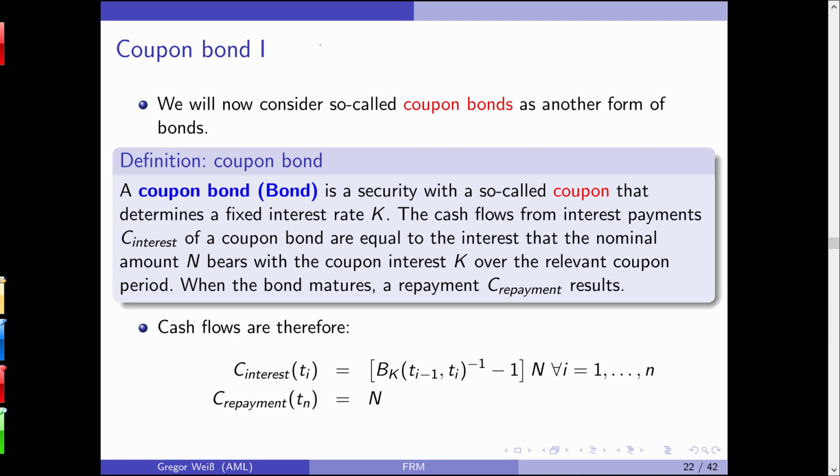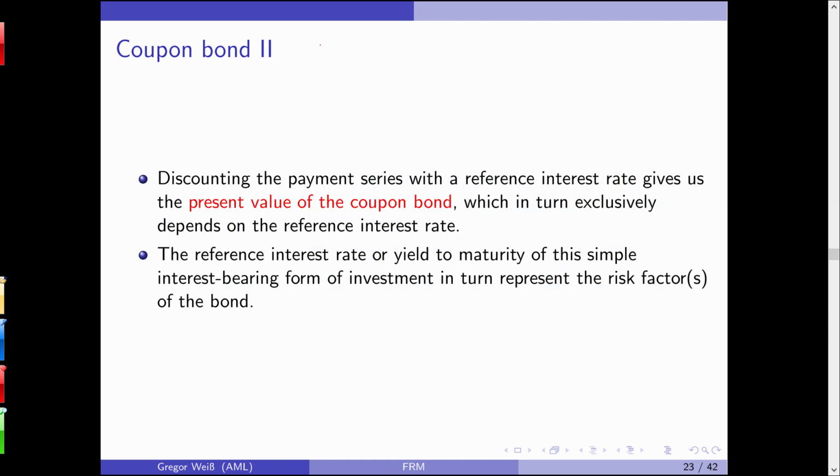And we can see that we have a repayment of notional value N at the end, and we have payments of notional times the interest rate that is being paid on the notional. For example, we say that the bond has a 5% coupon. So this is a standard bond, and discounting the cash flow series with a reference interest rate gives us the present value of the coupon bond, just like it has given us the present value of the floater.